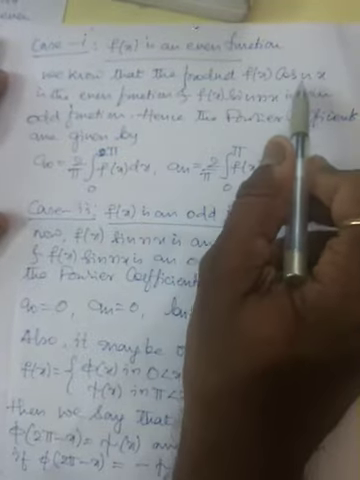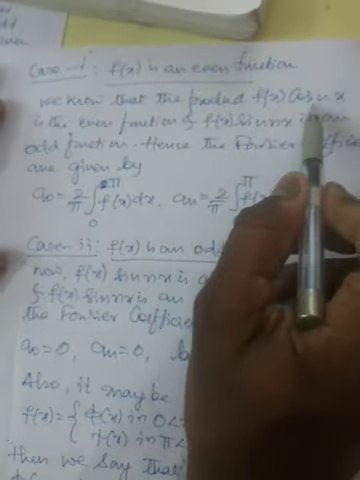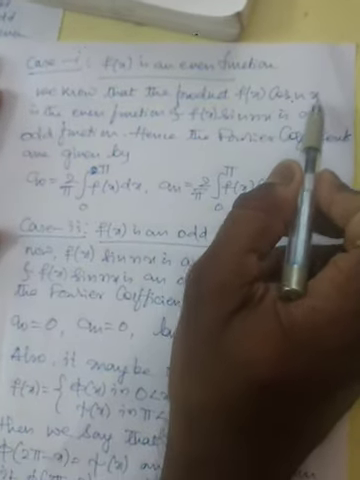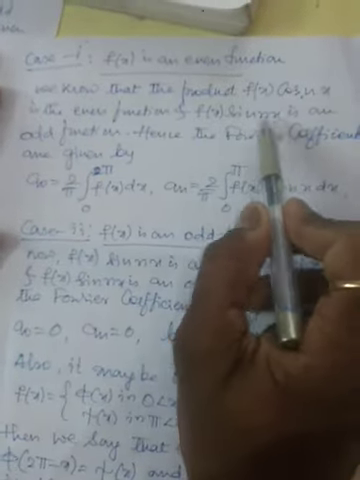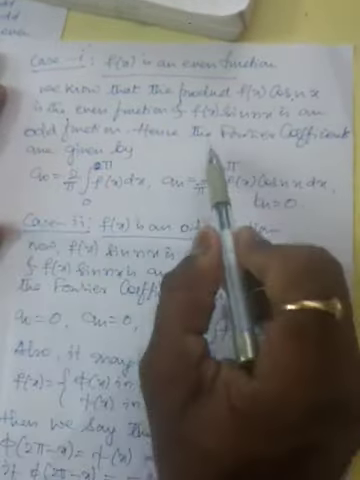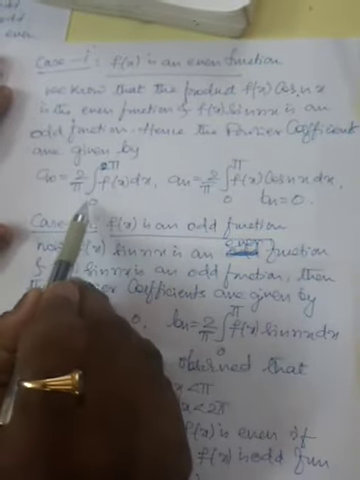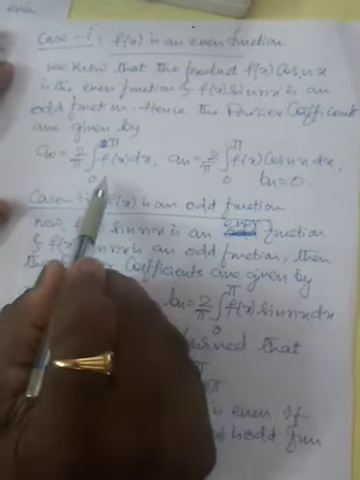The first case is when f of x is an even function. We know that the product f of x cos nx is an even function. How? Because f of x is even, and cos nx is already known to be even, and the product of even functions is again even. And f of x sin nx is the product of even and odd, so it will be an odd function. Hence the Fourier coefficients are given by, this is the particular case related to an even function.